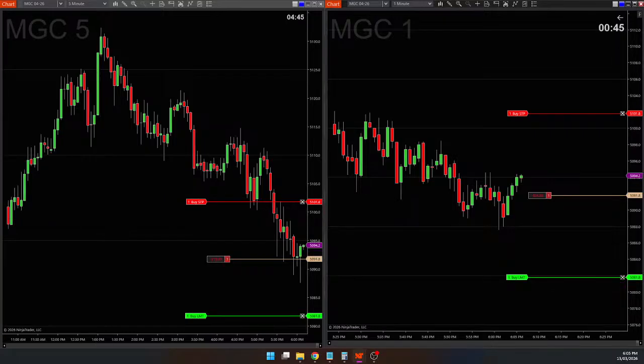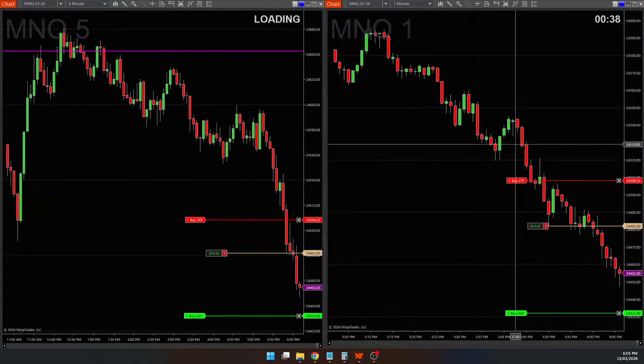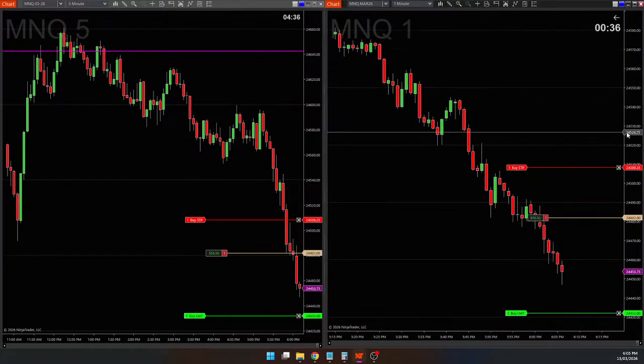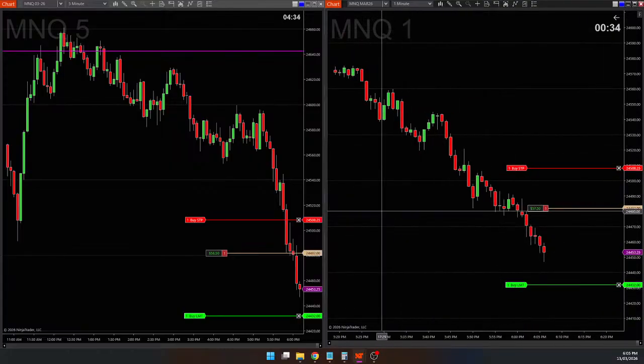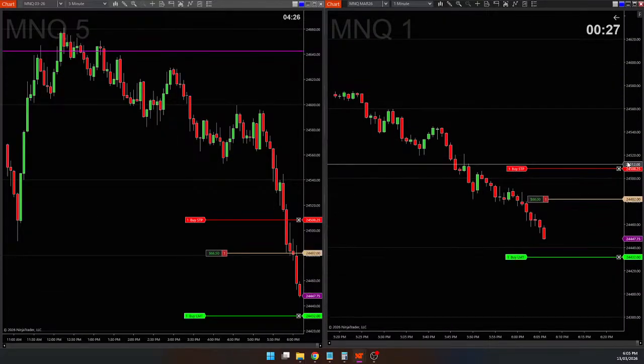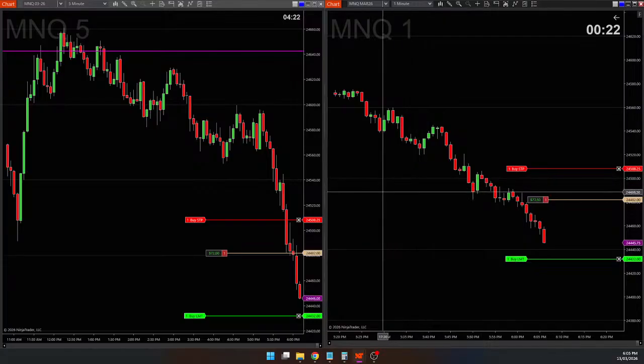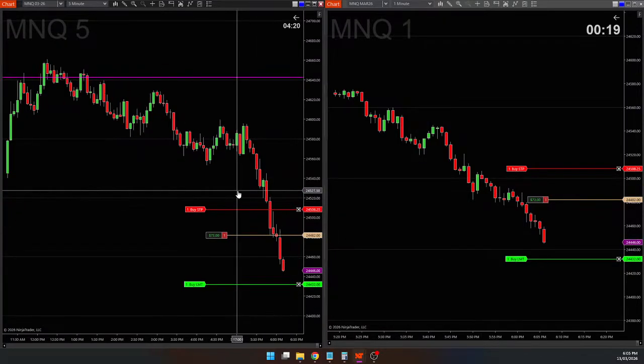MNQ is in the 60s now. I'm just going to check that. Is it worth adding another contract? Probably not. Keep it safe. But probably reached the 100 target. I seriously don't want to really add any more trades short. I really just want it to turn around.